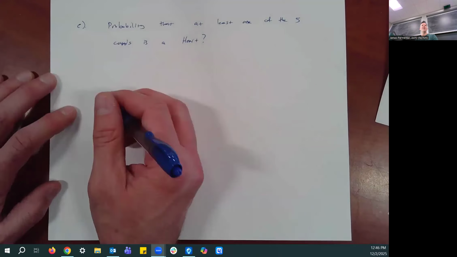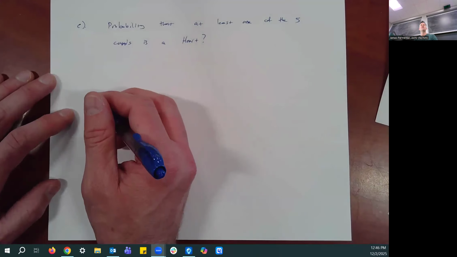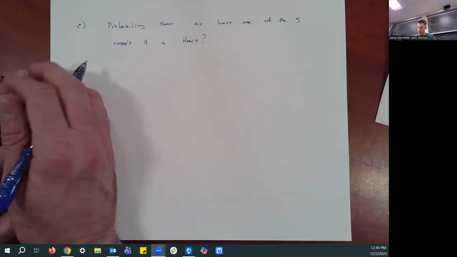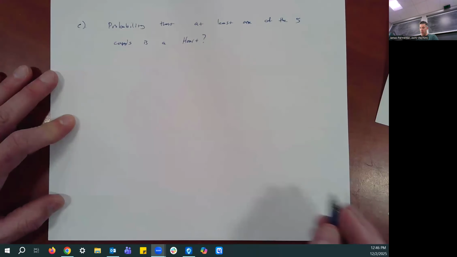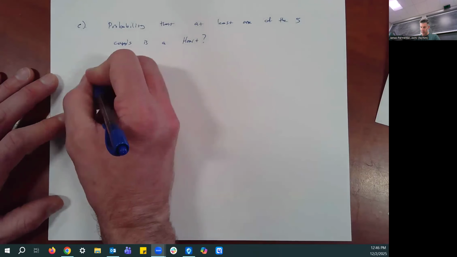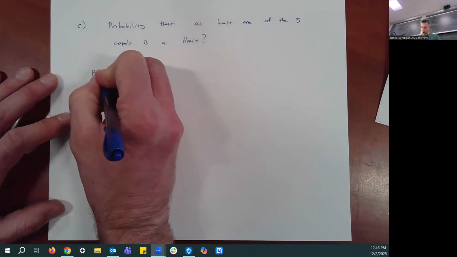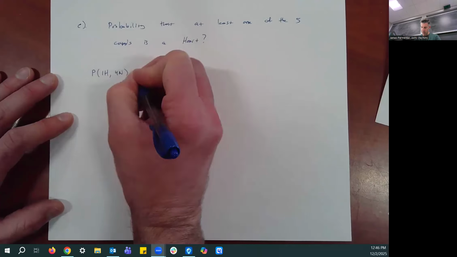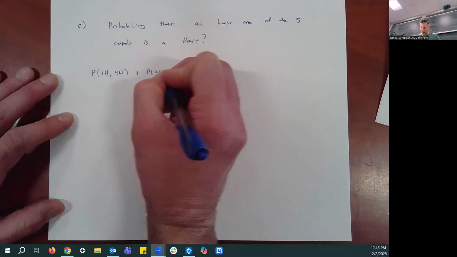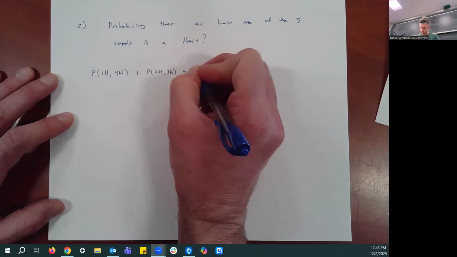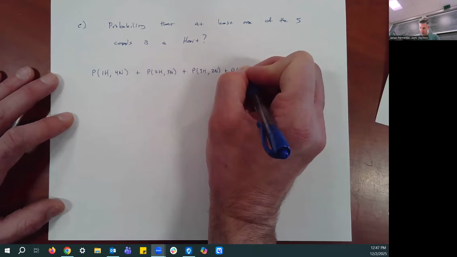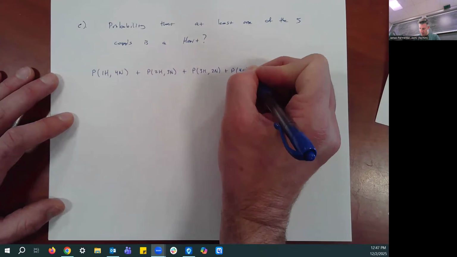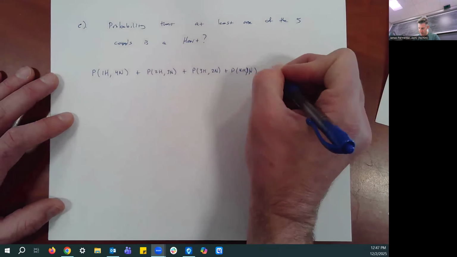Okay, well, here's one way to do it. We should just do it the smart way. No, we should not. So you might not want to write this next part down because this is not the best way to do it. But here's one way to do it. So we want at least one heart. It's going to be the probability of one heart and four not, plus the probability of two hearts and three not, plus the probability of three hearts and two not, plus the probability of four hearts and one not. Oh my goodness. Plus the probability of five hearts.